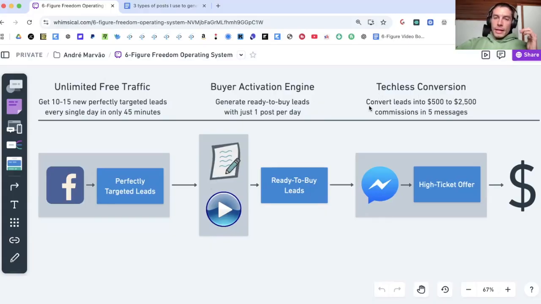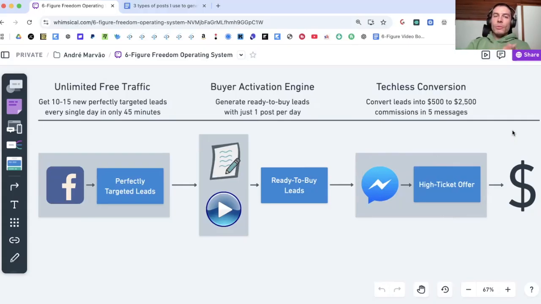As you start getting these ready-to-buy leads, we enter the third phase, which is the tactless conversion. And here we convert leads into $500 to $2,500 commissions in 5 messages. To do that, we use Messenger. You get a ready-to-buy lead from your content, and a conversation is initiated. In that conversation, you send 5 messages to that lead, and then after those 5 messages, you put your affiliate offer in front of them, and if they buy, you make a $500 to $2,500 commission.